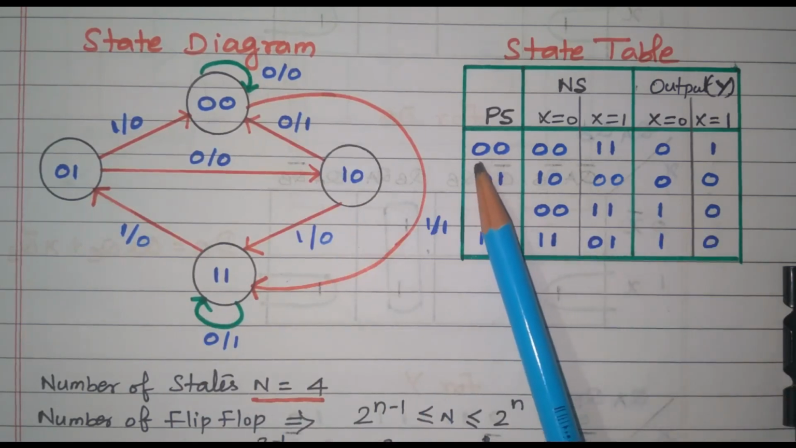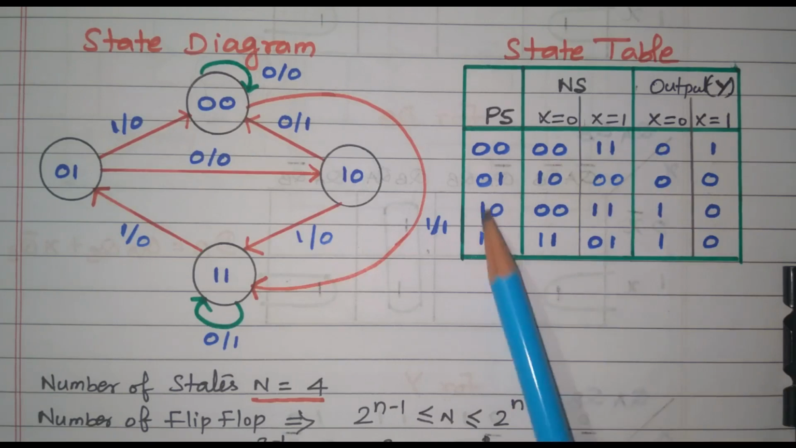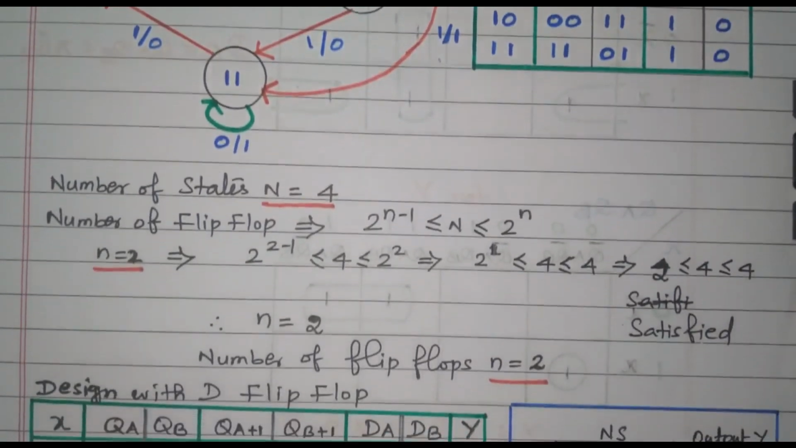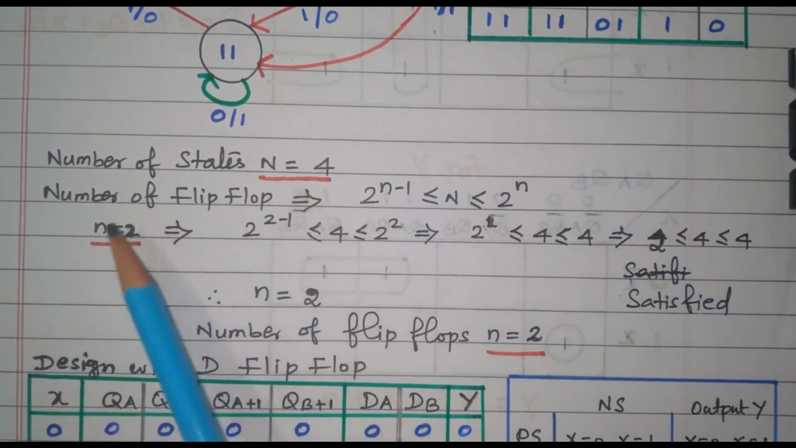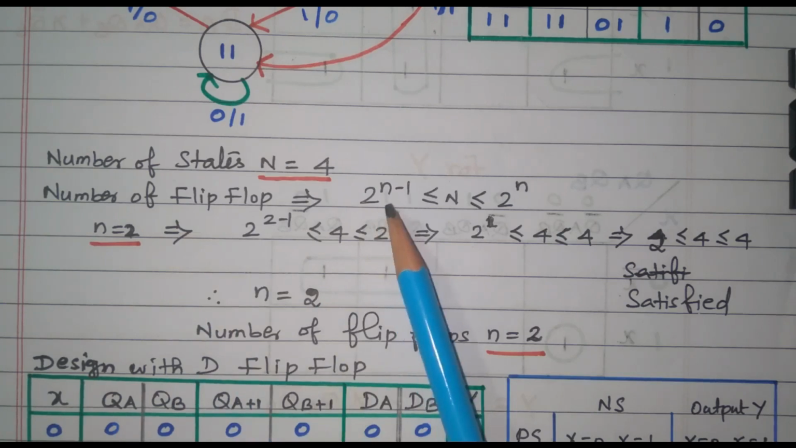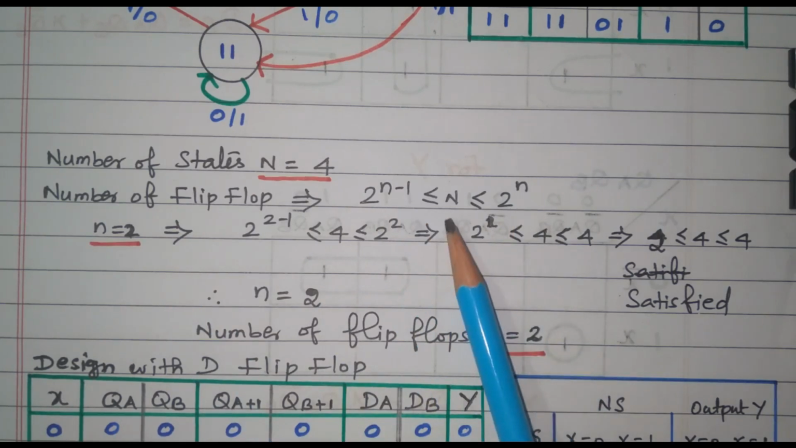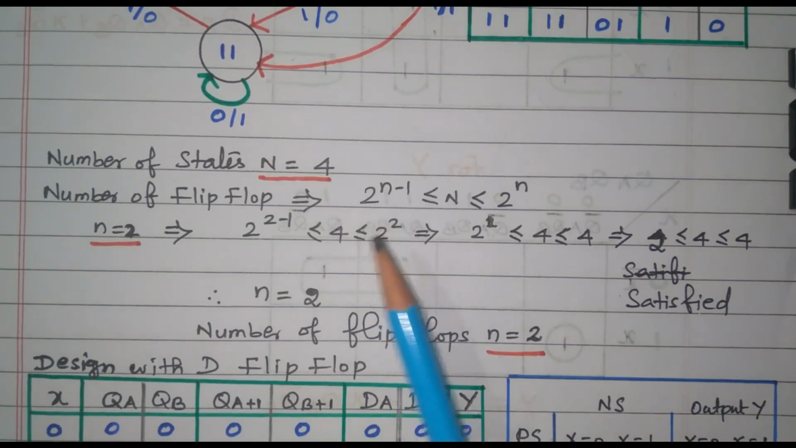So, what is the present state, what is the next state, what is the input, what is the output, all are available in the state table. From this we need to design the D flip flop, excitation table for D flip flop, right. Before that we will see how many states and how many flip flops are required. The number of states is 4. So, the number of flip flops is calculated from this condition: 2 to the power n minus 1 less than or equal to N less than or equal to 2 to the power n. This capital N is nothing but the number of states, small n is the number of flip flops, right.